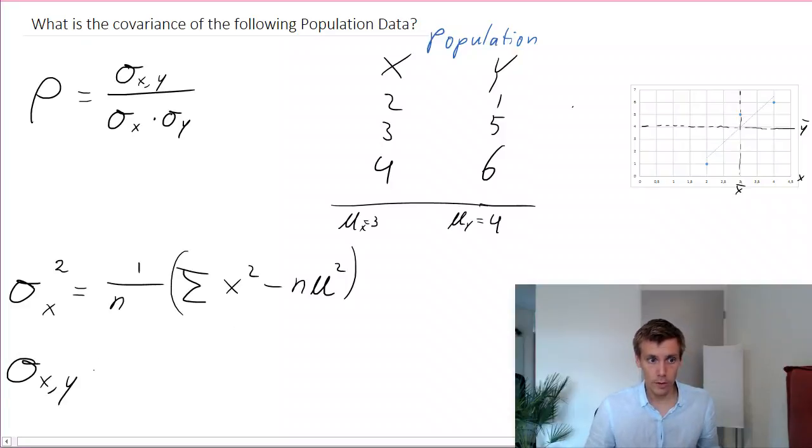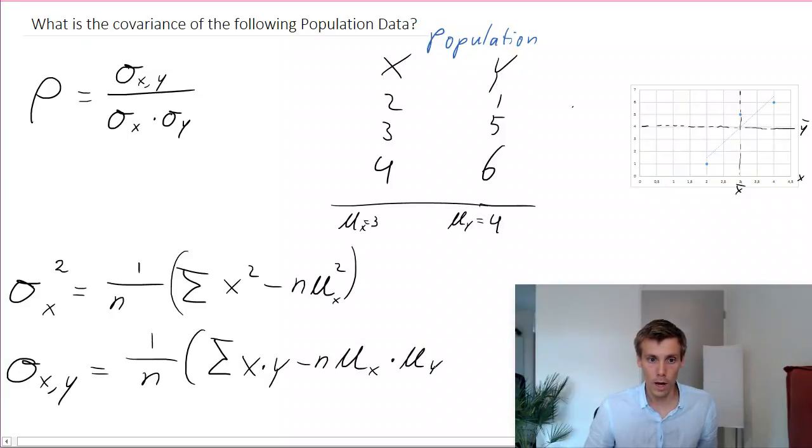I will first rewrite the formula. It looks just the same as above, so it's really easy to rewrite it using the formula which is standing there above. Instead of x squared, you have x times y, and instead of the mu squared, it will be the mu of x in this case. We get mu x times mu of y. And now I've rewritten the formula. Now what I can do is just fill in all the numbers.